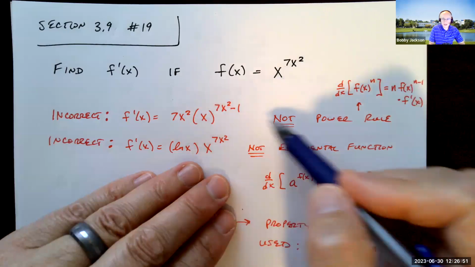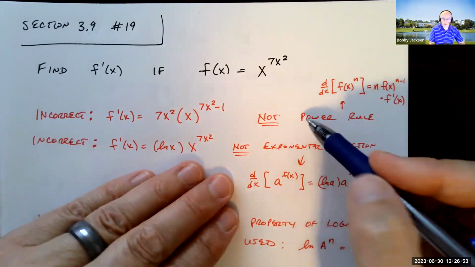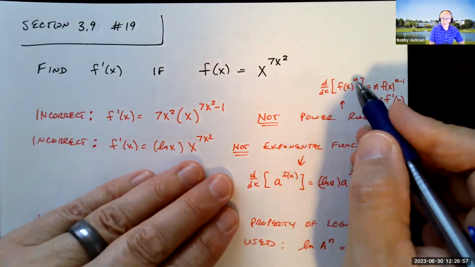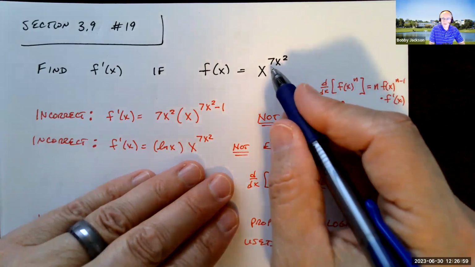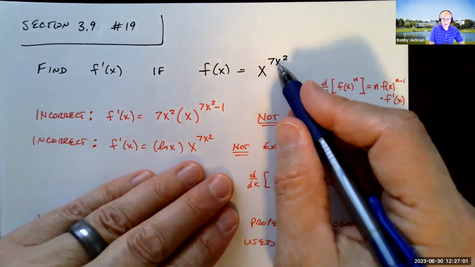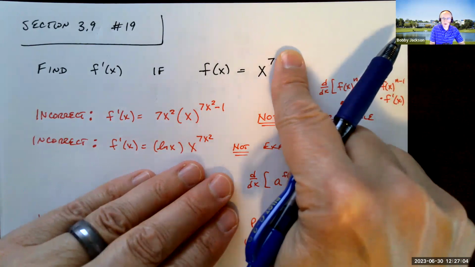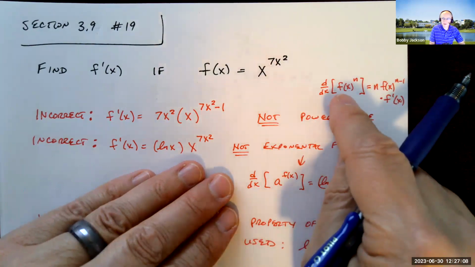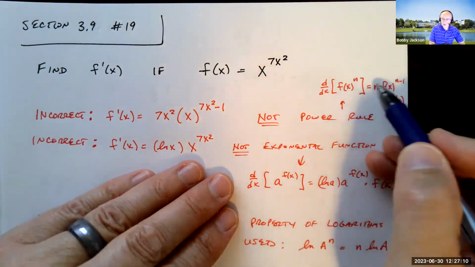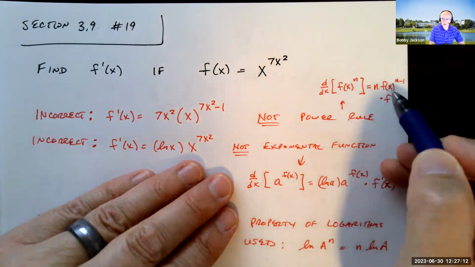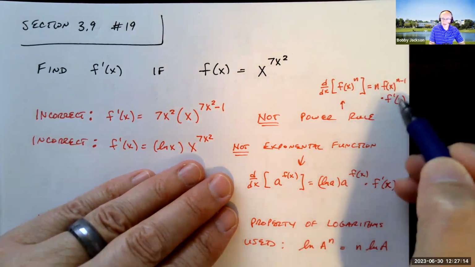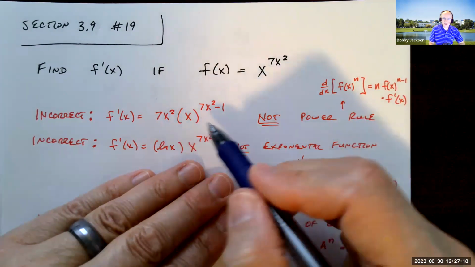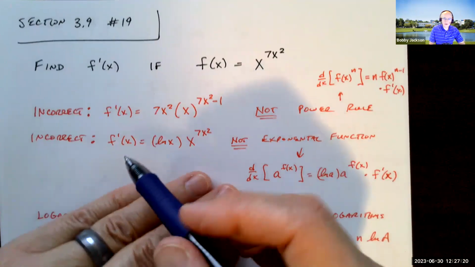This is not the power rule or a generalized power rule, because in order for it to be the power rule, the exponent has to be a constant. 7x squared is not a constant because it has x. If it was just x to the 7th power, obviously that's power rule, right? Because it's a constant. So if it's a constant, then we can bring that constant down, subtract 1 from the constant, of course, by chain rule, multiplied by the inner function if we have to. So this is power rule. This is incorrect, right? It's also incorrect.